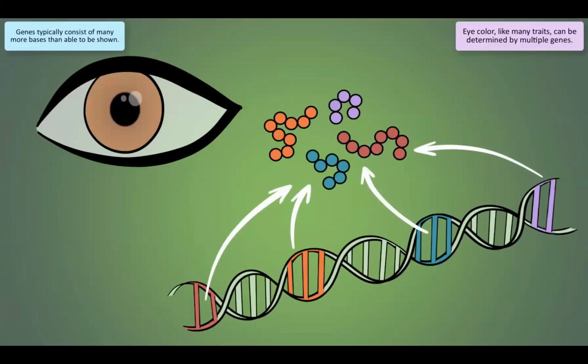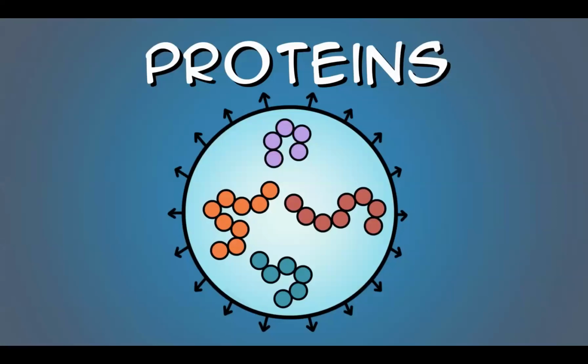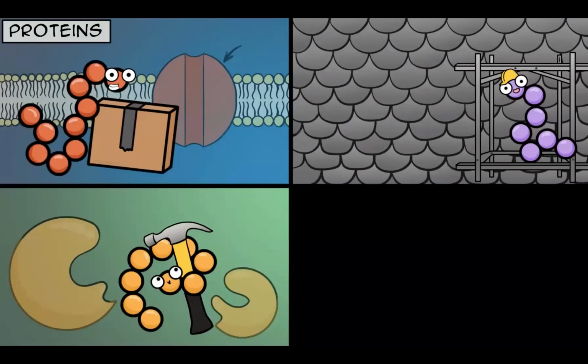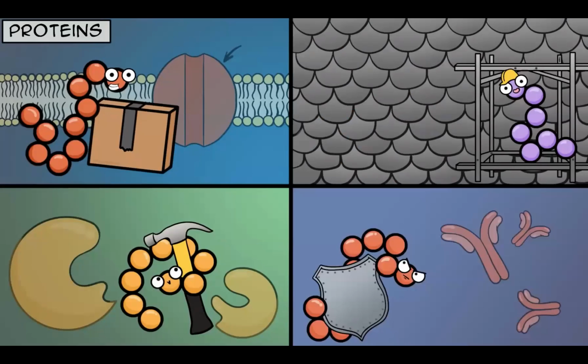The genes can code for proteins involved in producing the eye color pigment, but proteins coded for by genes can play a wide variety of roles besides just your eye color. Proteins are involved in transport, in structure, in acting as enzymes that can make all kinds of materials, in protecting the body, and so much more.